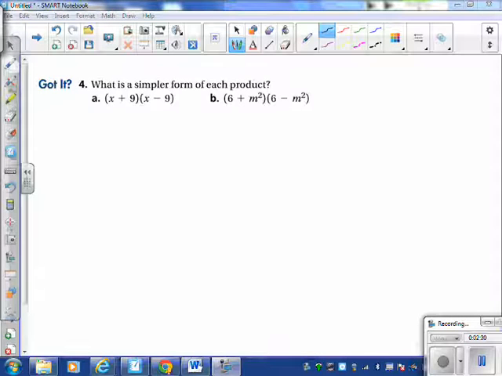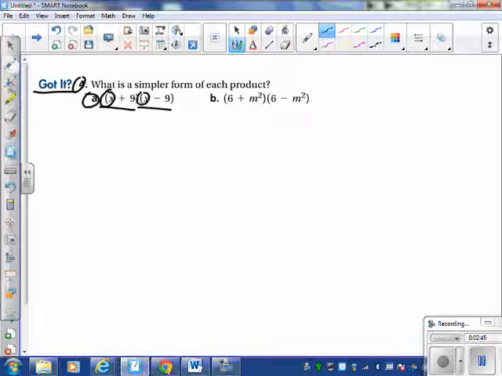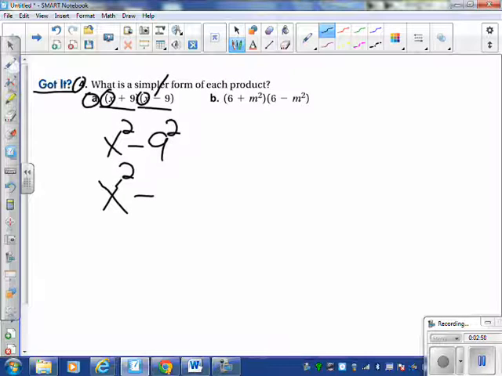Let's take a look at product number 4. Okay. We're taking x plus 9 times the same numbers, x minus 9. What do we do for this problem? We take the x's, we square them, bring down the minus sign, and then we take the 9's and square those. So our final answer would be x squared minus 9 squared, which is 81.